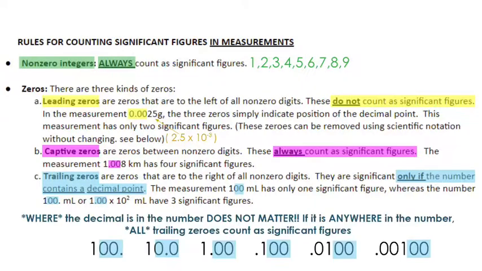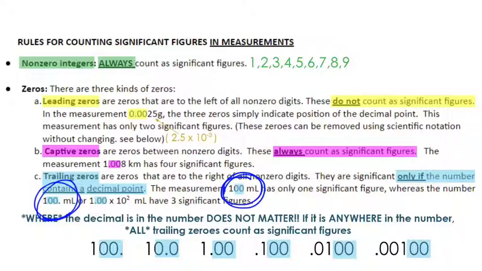So with this 100 idea, if I had 100, no decimal, then that's about 100 milliliters. Maybe it's 99 or 101, but it's close enough. Versus 100 with a decimal, that's exactly 100. Not 101, not 102, not 99, exactly 100. And more SigFigs means more careful measurements, better measurements.